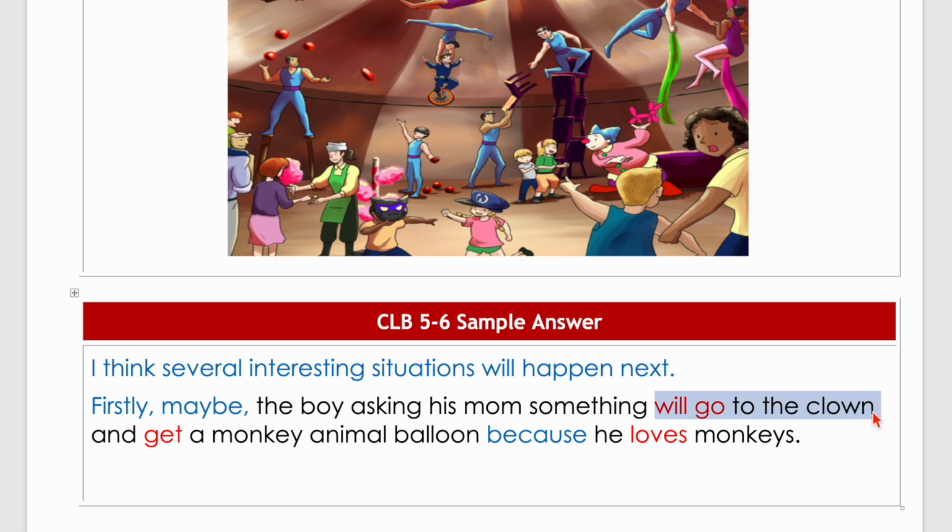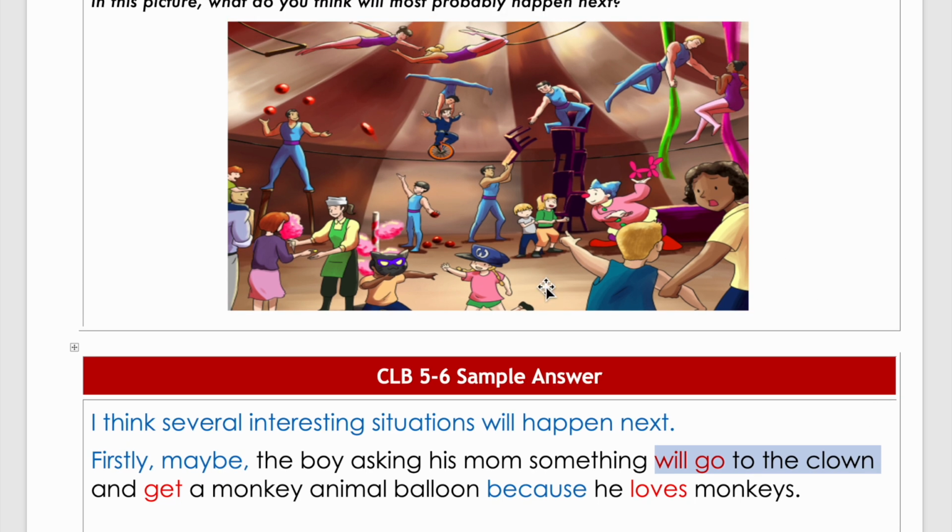So this is very good because again, we need to use parts of the picture to connect. So we see the clown here, and we see that maybe he will go to that clown. He will go to the clown and get a monkey animal balloon. So you see that clown is making animal balloons. You see that looks like a dog. So that's how we make the connection. Okay? So he will go to the clown and get a monkey animal balloon.